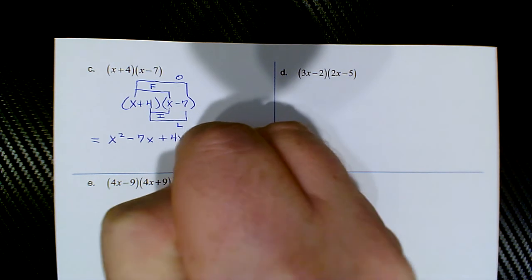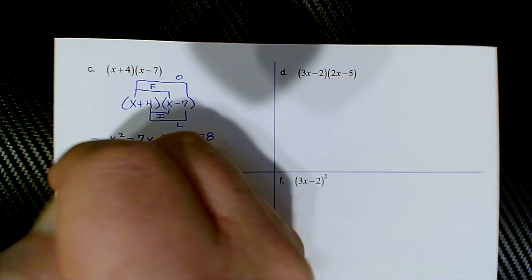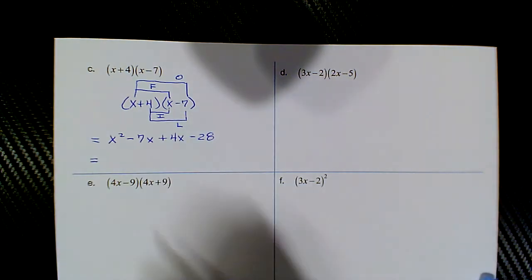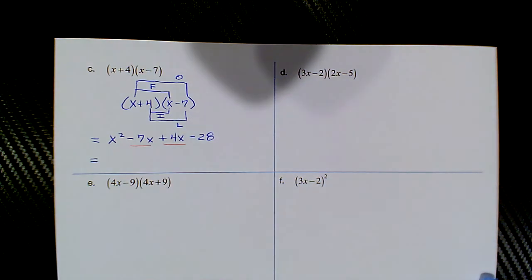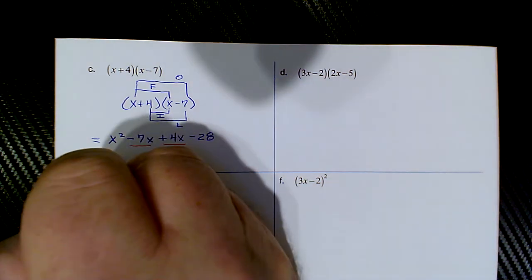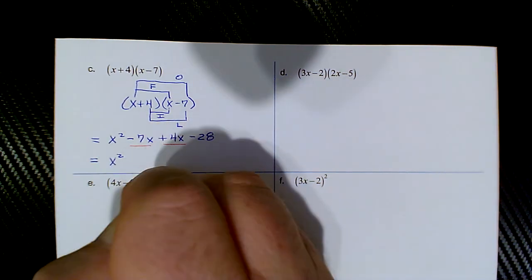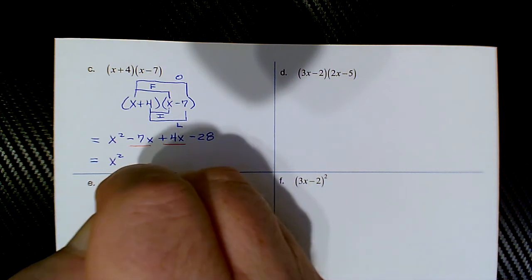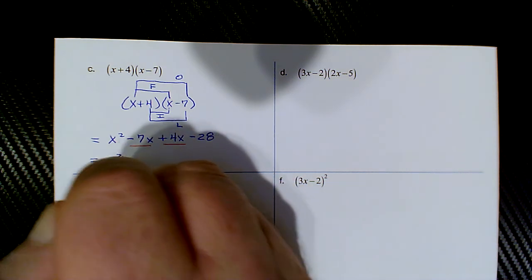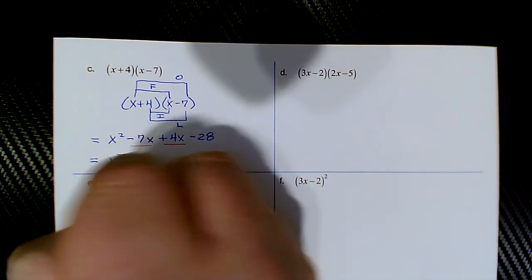And then typically, remember, when we FOIL, the outers and the inners can often be combined. And here they can be. So make sure you combine those. We'll recopy the x squared. Combining a negative 7x and a positive 4x gives negative 3x. And then we just need to bring down that negative 28.